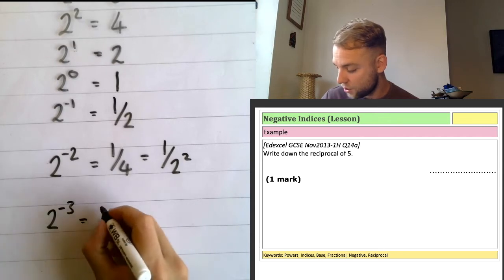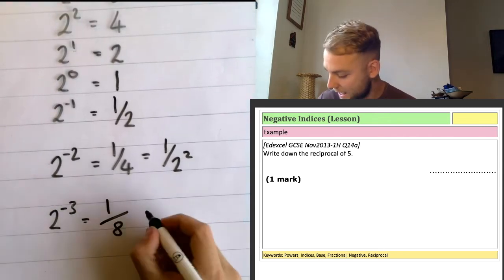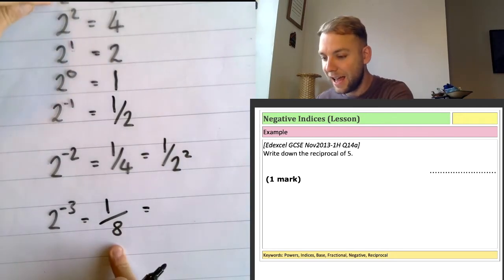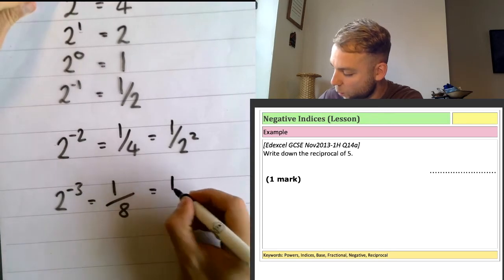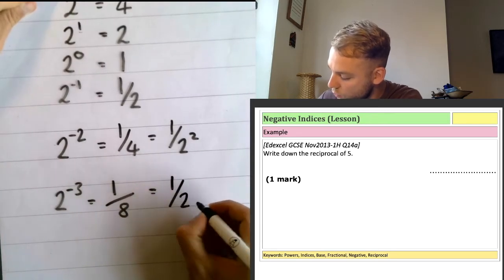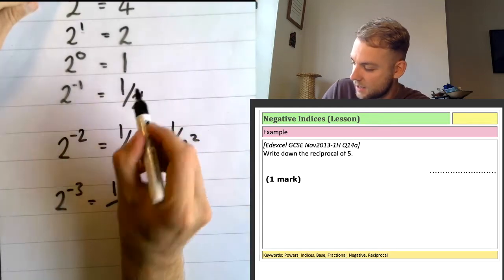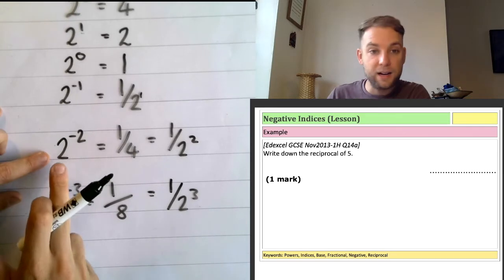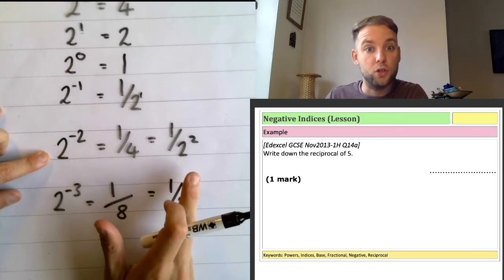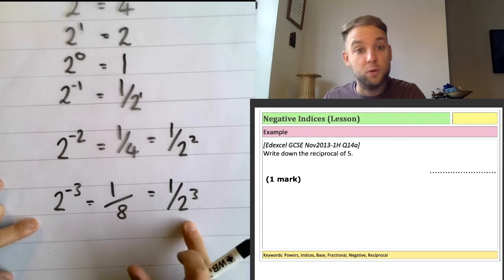Well, a quarter divided by 2 is 1 over 8. And this one here, we can write 8 as 2 to the 3. We saw that, didn't we? So this is the same as saying 1 over 2 to the power of 3. You might start to see the pattern. When I've got a negative, 2 to the minus 1 is 1 over 2 to the 1. 2 to the minus 2 is 1 over 2 to the 2. 2 to the minus 3 is the same as 1 over 2 to the 3.